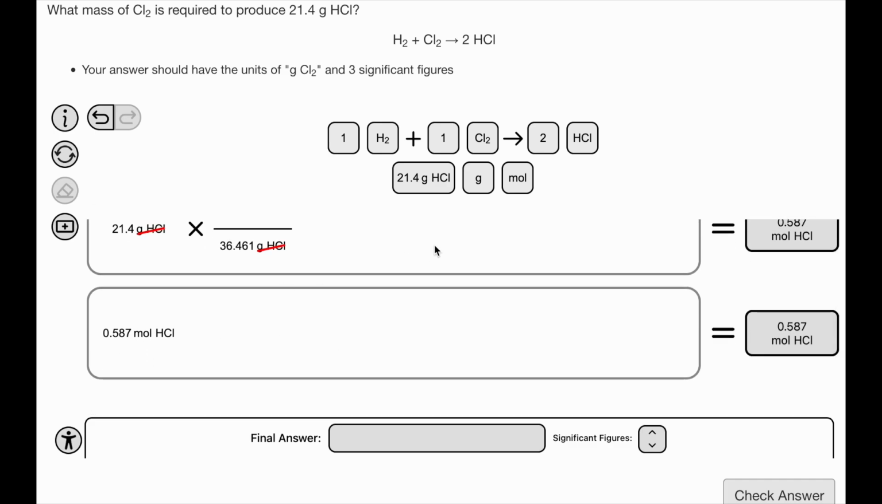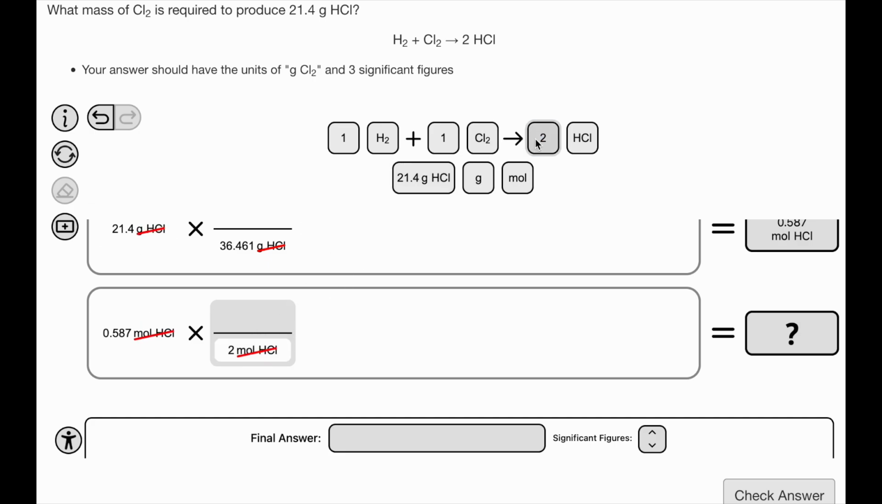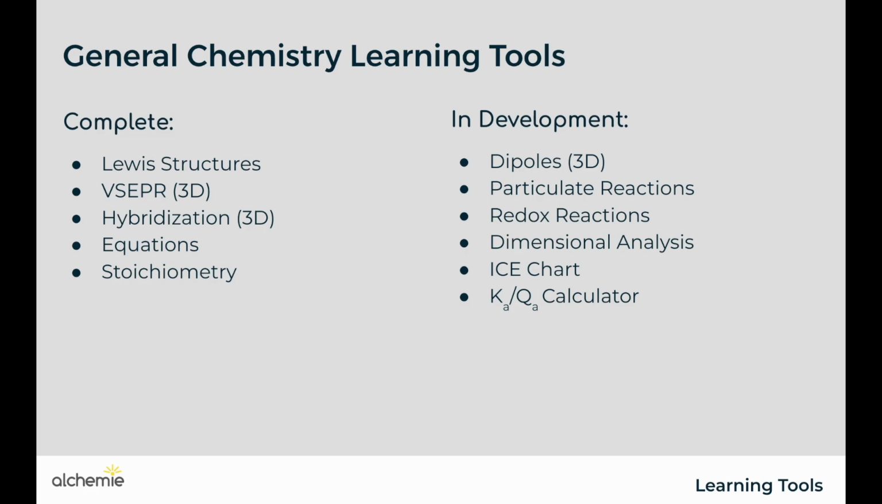So then on this step, I could work on converting moles of HCl to moles of Cl2. You'll notice that the equation is part of what students can use to create the conversion factors. So they're understanding where these numbers come from, and now I can actually realize that this should be a 1 because Cl2 has a coefficient of 1. You can also increase or decrease the number of significant figures, and students need to recognize the correct value. All of these learning tools, and future ones, are designed to be accessible for all students, including those who are blind or have low vision.